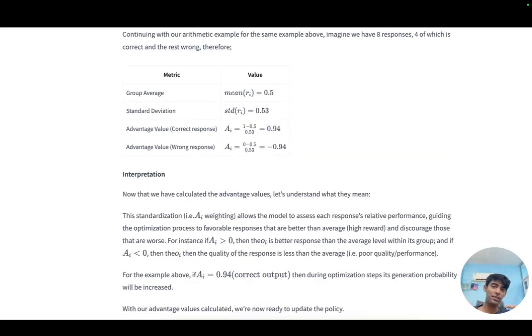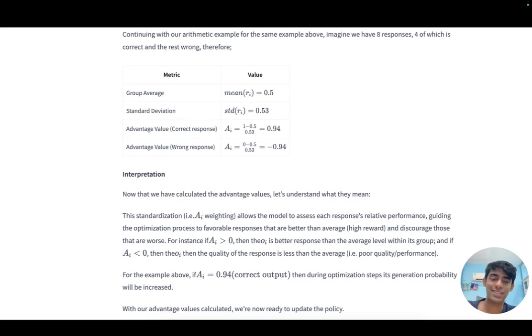Now, continuing, we have 8 responses, as I told you, 4 of which are correct. The group average is 0.5, and the standard deviation is 0.53. The advantage value, that is (1 minus 0.5) divided by 0.53, is 0.94. And you have the same for the wrong response, so that is minus 0.94.